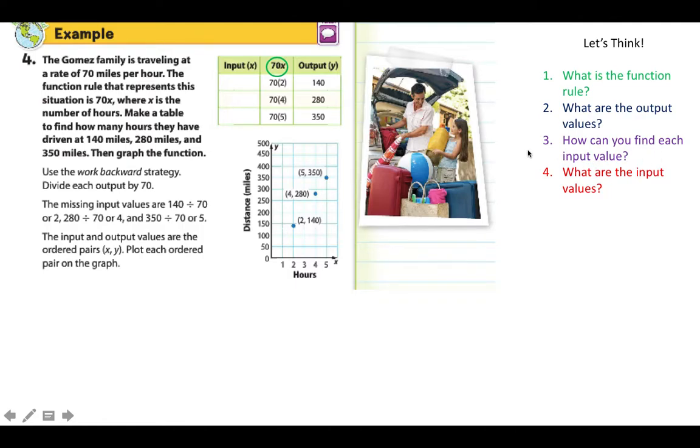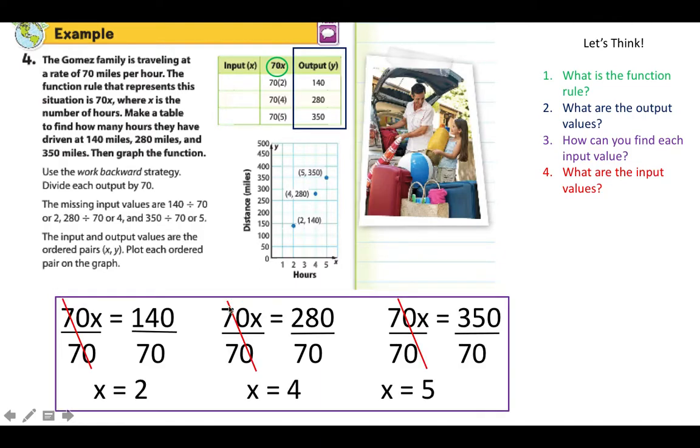How will you find the input values? Well, if 70x is supposed to equal 140, then that means I can undo the multiplication by dividing. So I'm going to divide each of these numbers by 70. Let's see what that looks like. Well, if 70x is supposed to equal 140, I'm going to divide both sides of my equation by 70 and get 2 as one of my input values.